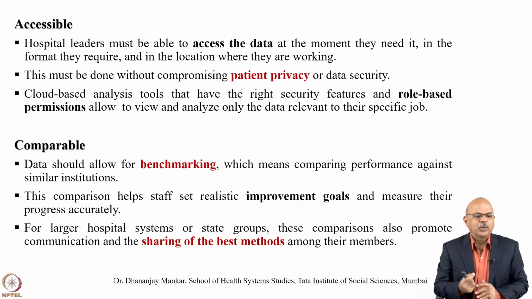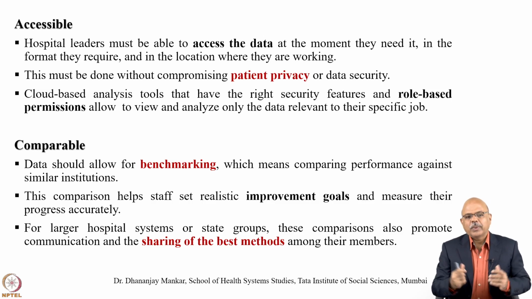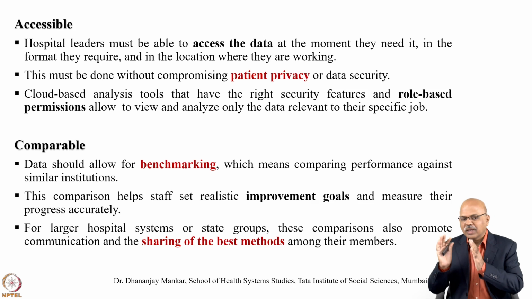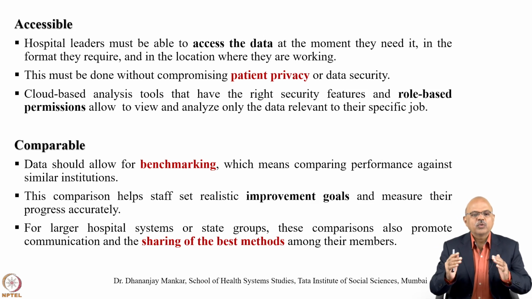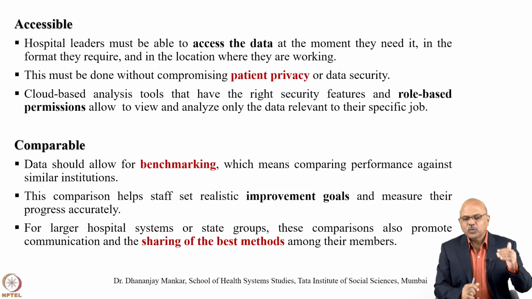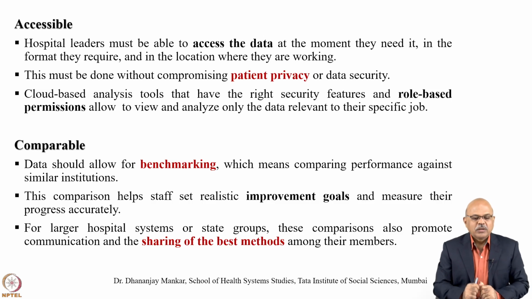Then comes the very important attribute, the comparable part. What does the comparable part give us? Data should allow for benchmarking, which means comparing performance against similar institutions, developed at the international, national, and even state level, where you can find benchmarks. That comparison helps you improve to the next level. This is the best way to use comparison to set improvement goals, which you need to emphasize to your employees in your quality training programs, so that the improvement goals are realistic.